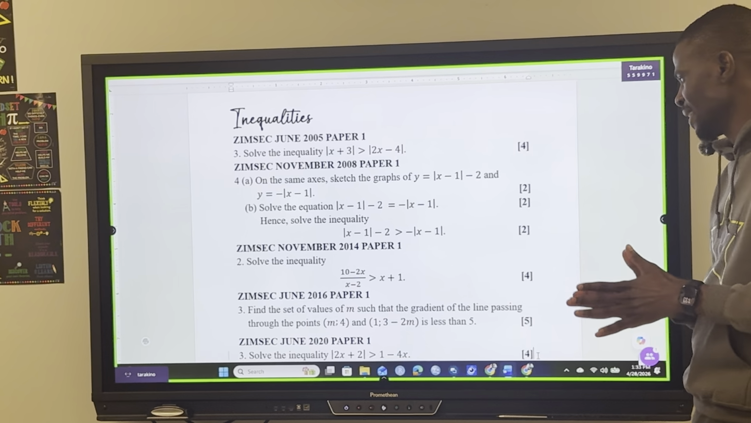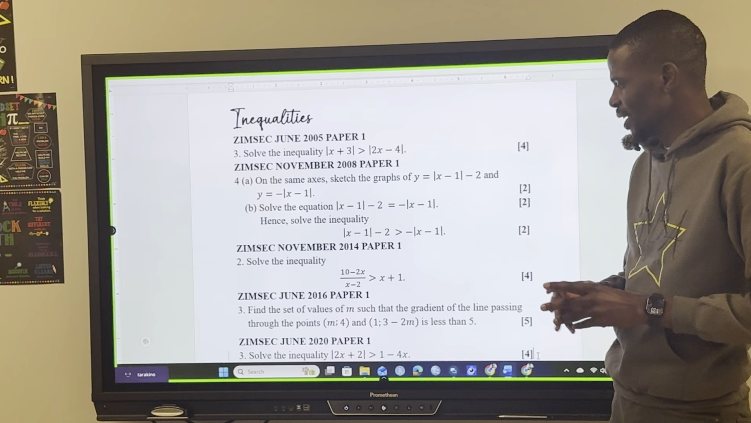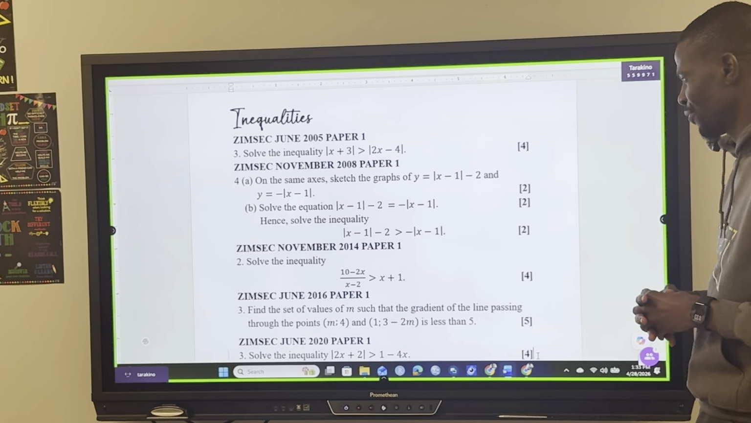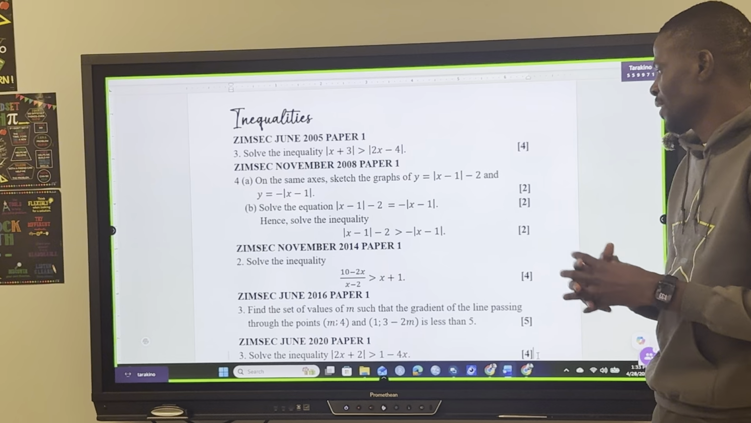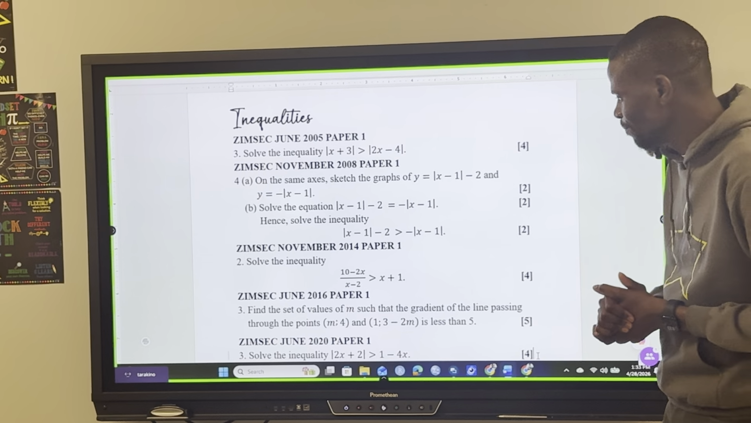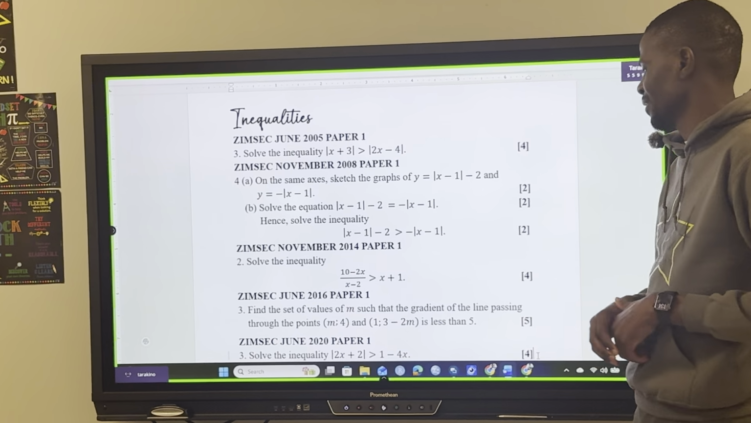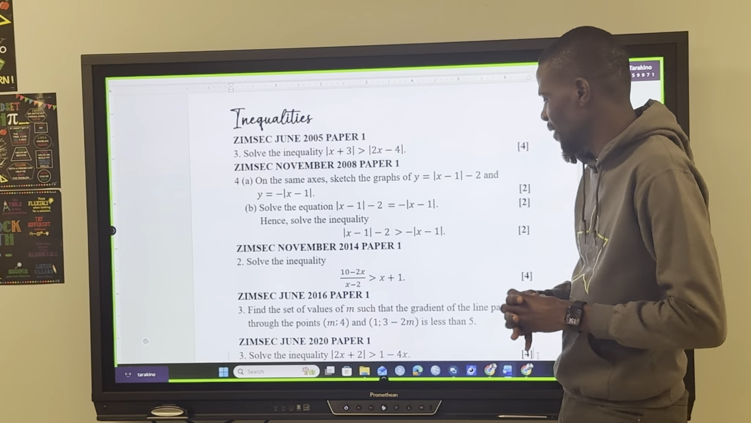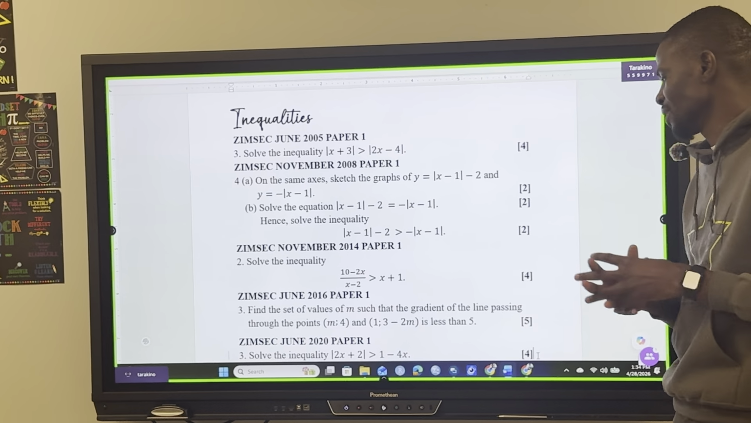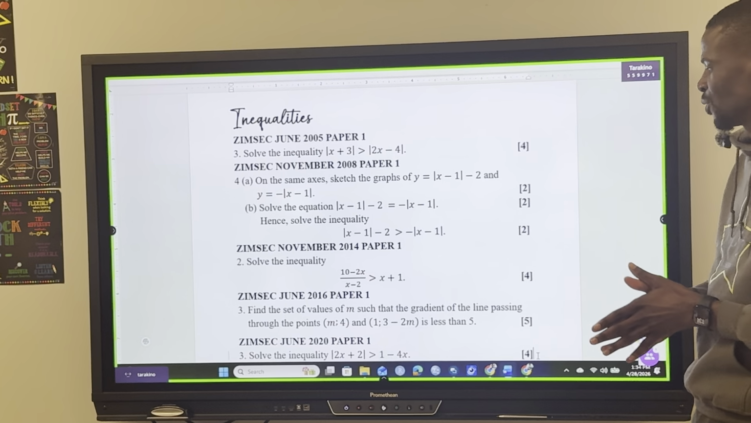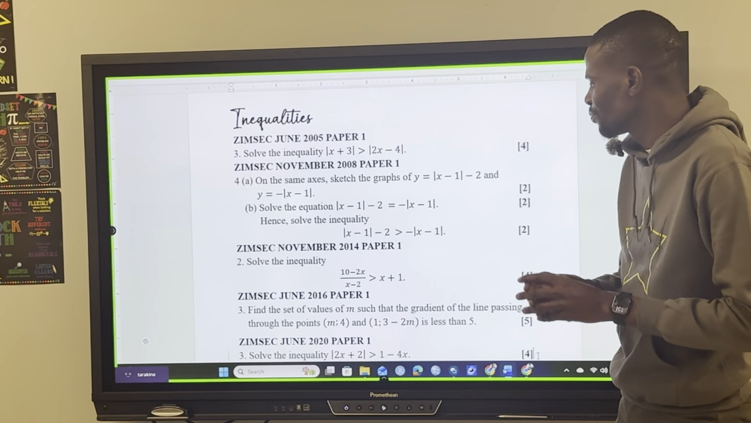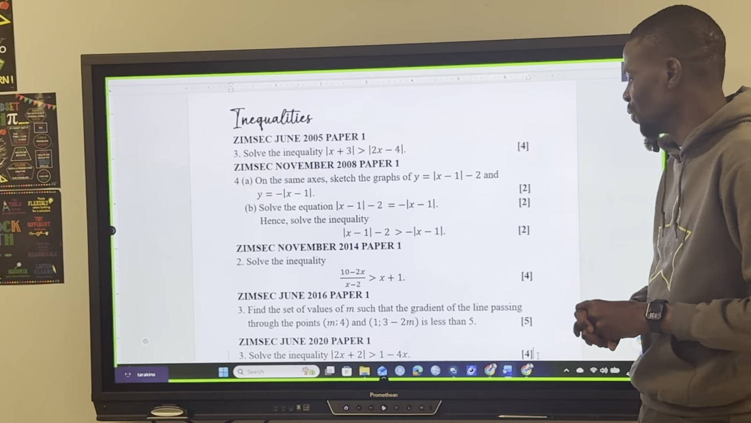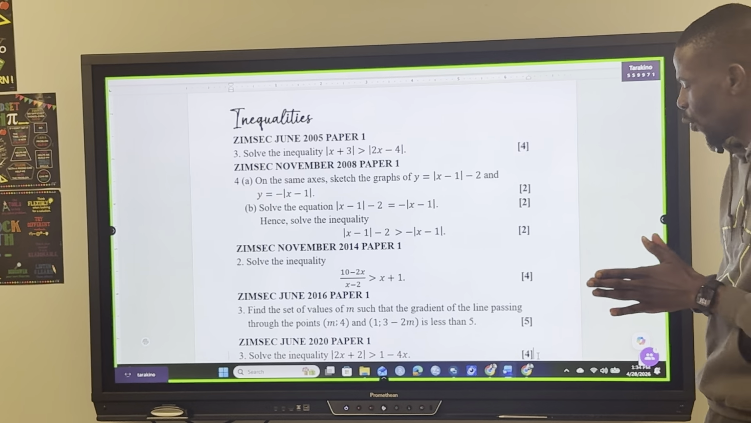Solve the inequality 10 minus 2x over x minus 2 is greater than x plus 1. The fourth one is from ZIMSEC June 2016. Find the set of values of m such that the gradient of the line passing through the points (m, 4) and (1, 3 minus 2m) is less than 5. And the last one is from June 2020. Solve the inequality absolute value of 2x plus 2 is greater than 1 minus 4x.